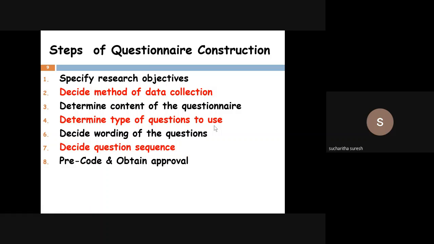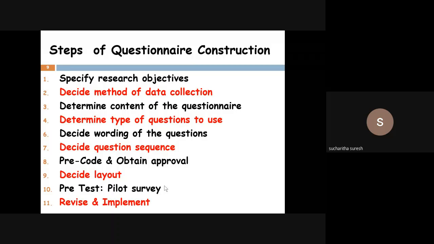Approval from whom? Approval from your guide or anybody who is good in that particular area. Expert opinion you have to take. Decide the layout. After obtaining approval, that's the draft, then you start properly arranging it. Pre-testing and pilot survey. It's very important for the questionnaire. Revise and implement. Start collecting the data in a full-fledged way.